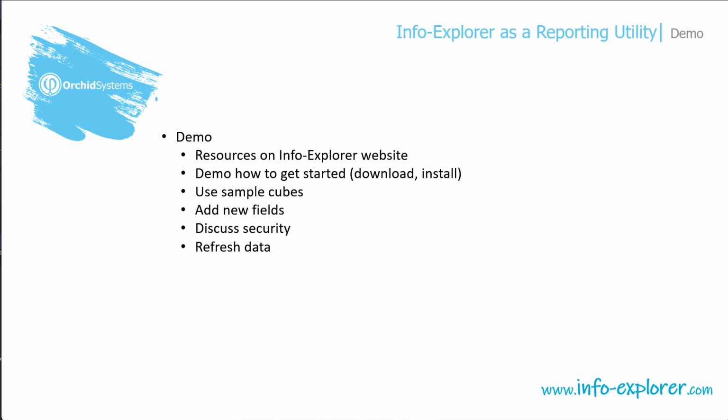This presentation will show you how Info Explorer can be used as a reporting utility, where the resources are on the Info Explorer website, and how we can download the program, install it, and connect to our data. We'll look at a range of the sample cubes that are available. In the other streams, the sales, operations, and financial streams, we go into more detail about each of the sample cubes. Here we'll cover features such as adding a formula, adding your own fields, reviewing the security, and looking at options to refresh the data.